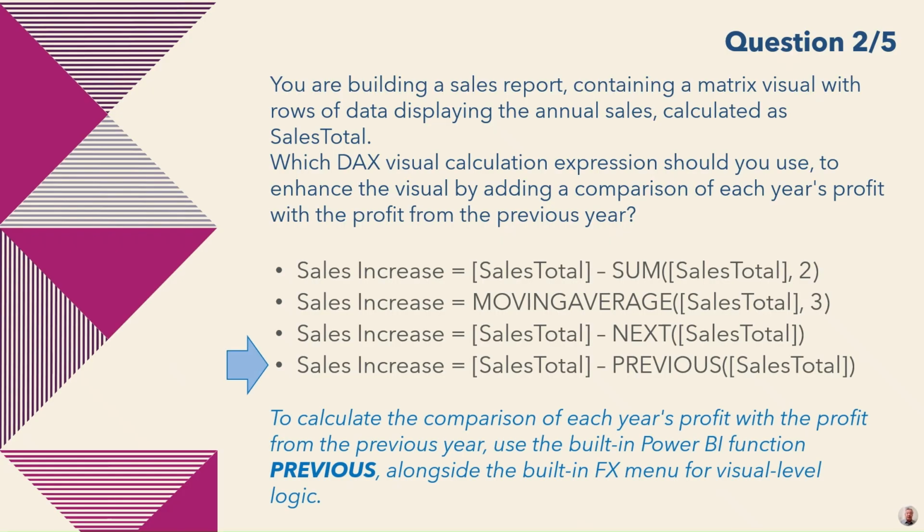It's the fourth choice. Sales increase using the previous DAX function. To calculate the comparison of each year's profit with the profit from the previous year, use the built-in Power BI function previous, alongside the built-in FX menu for visual level logic. And look, you'll have to look for different keywords here. First of all, you have comparisons of each year's profit compared to the previous year. The previous should be a keyword. Comparison should be another keyword you may be looking for.